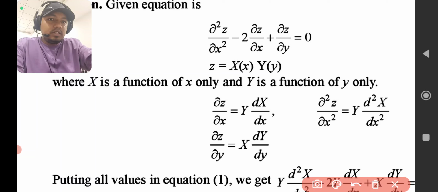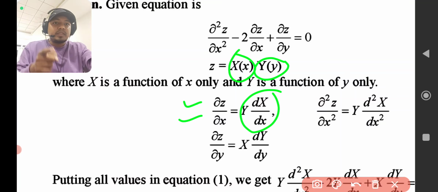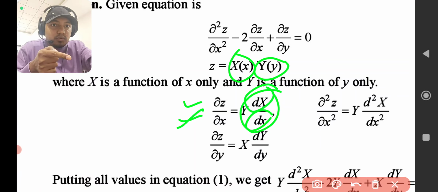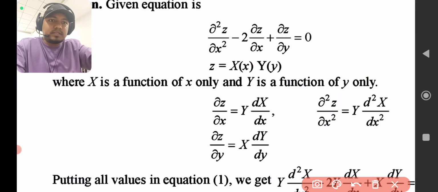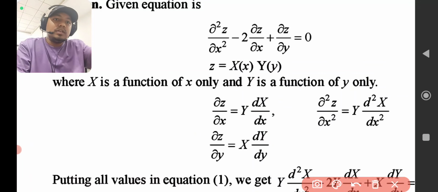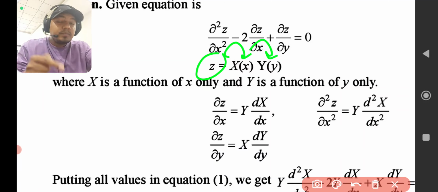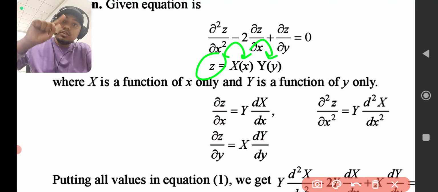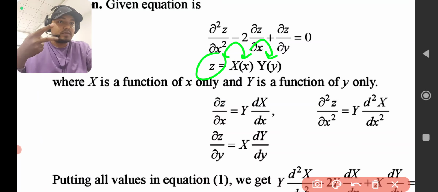So you can clearly see here, when you do ∂z/∂x, you keep this Y constant and you differentiate this X, so dX/dx. One more thing: why am I writing d here and why am I writing ∂ here? Understand one very interesting, very good fact. I think in lecture 6 I didn't tell you. This z is a function of x also and y also. That's why whenever you differentiate z, you differentiate with ∂, because it is a partial differentiation. Why? Because z is a function of two variables, x also and y also.